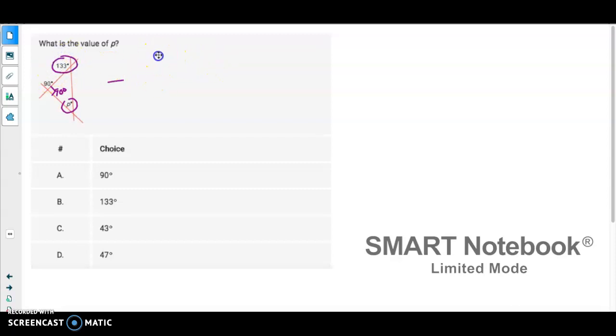So our two interiors are going to be 90 plus P is equal to 133. I'm going to subtract 90 from both sides. And then P is going to equal 43 degrees.